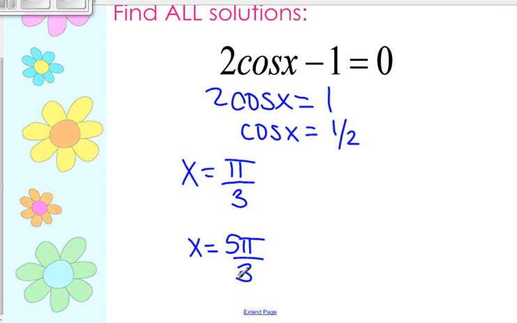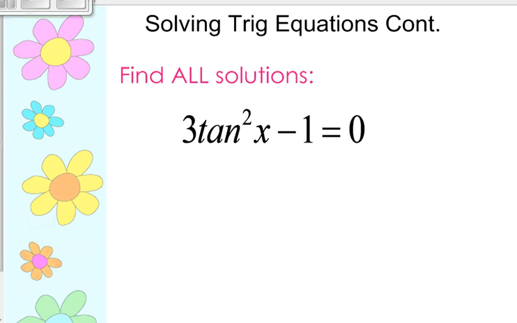And then we're just going to take the period, which was 2 pi, and add it to both of these with the n at the end for how many times you're going around the unit circle. Okay, so pi over 3 plus 2 pi n and 5 pi over 3 plus 2 pi n would be our solution if we were finding all of the solutions. Okay, let's try it again. Still looking for all of the solutions.